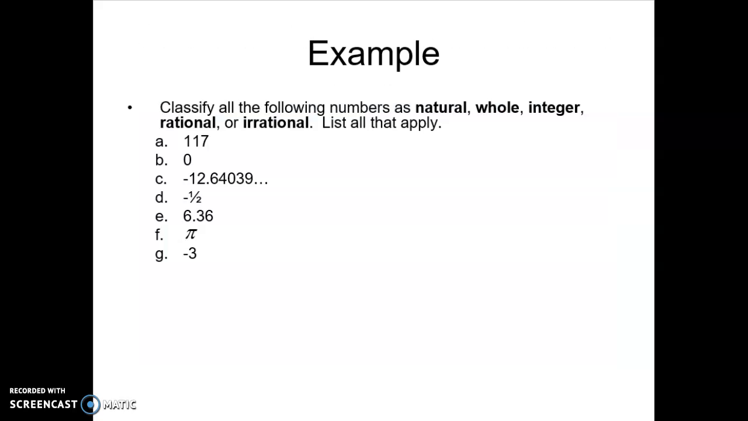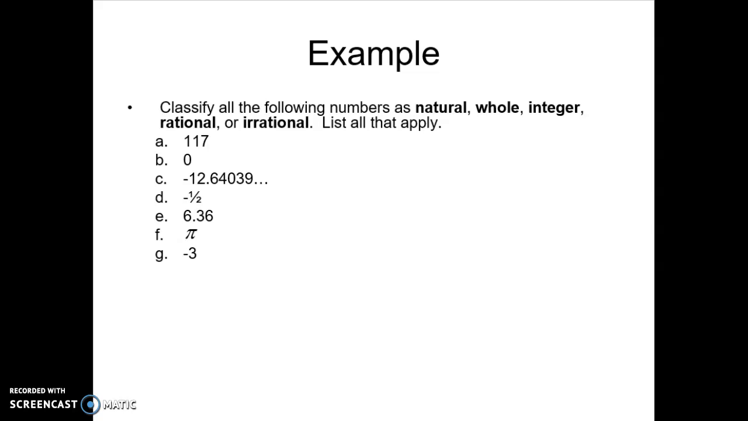Now, let's look at some examples here, and you can try these on your own. You may want to jot your answers down. Classify the following as natural, whole, integer, rational, or irrational. Now, you have to list all that apply. So remember how within that rational set of numbers there were subsets? So you would have more than one of these names that would apply to some of these specific examples.